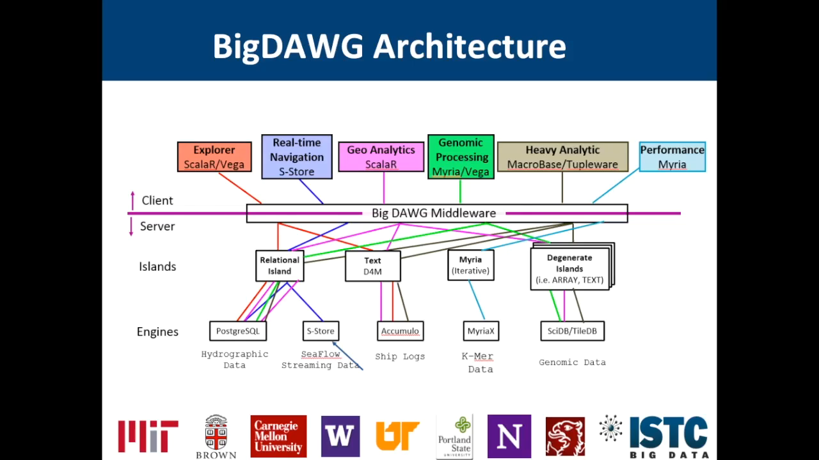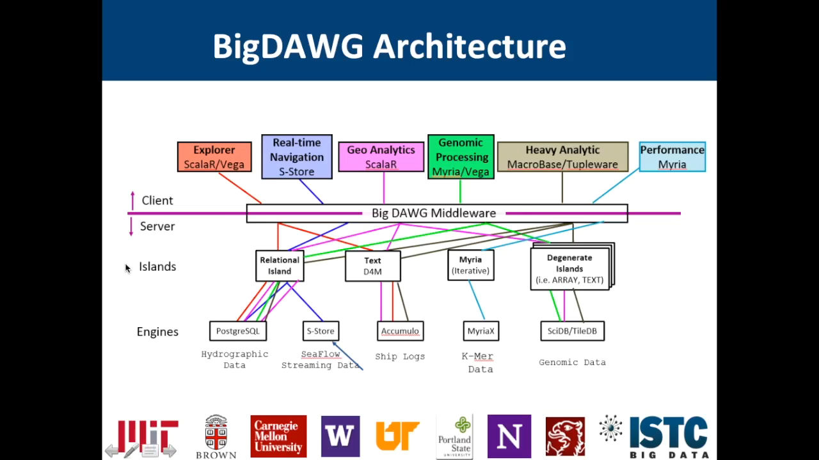So the hydrographic metadata is stored in Postgres, and in fact in different Postgres instances on different databases on different nodes. The SeaFlow streaming data is ingested using S-Store. Accumulo is used for the ship logs. MIRIAX and SciDB are used for some of the genomic data, and the different processing leverages the different underlying engines.